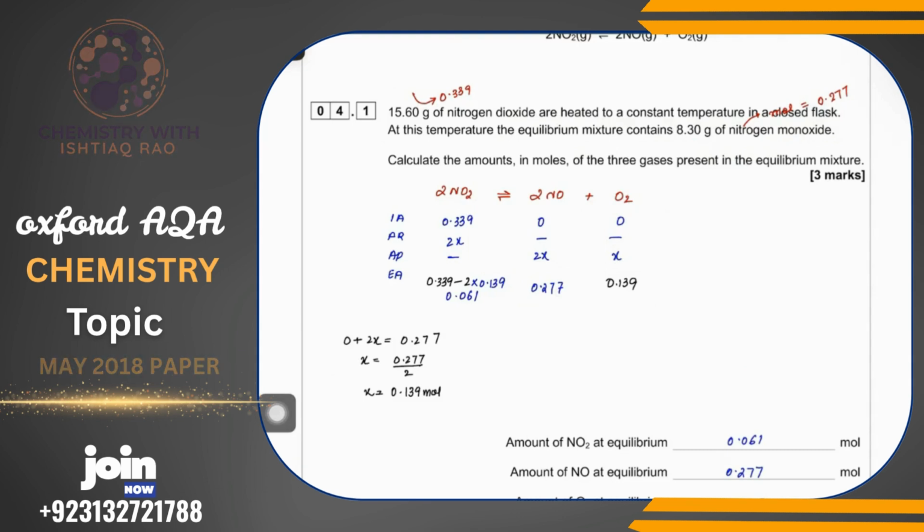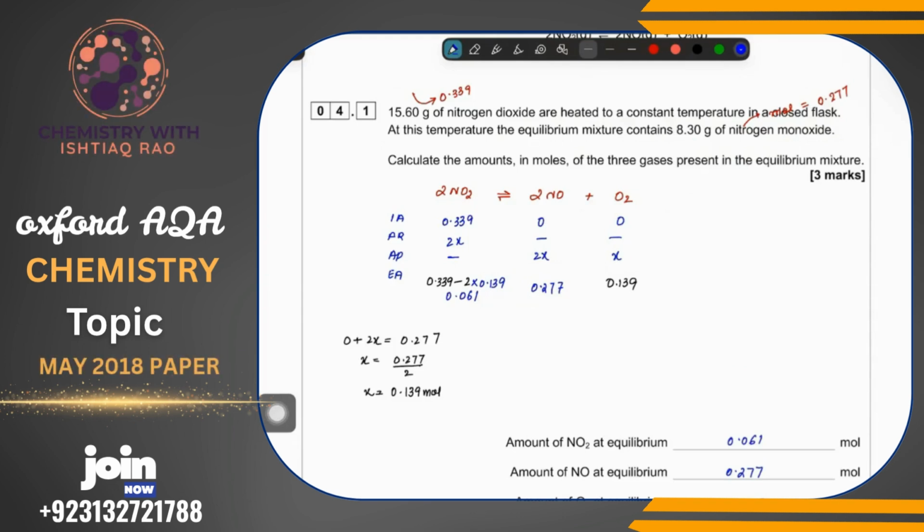So for the initial amount of 2NO2, why didn't you write 0.277? Oh yeah, you can't write that, right? With the help of this equilibrium amount, I can calculate the other one. First of all, I have found the x, and then I have put x in the other species. Can you explain why, for the initial amount, you didn't write 0.277 there?